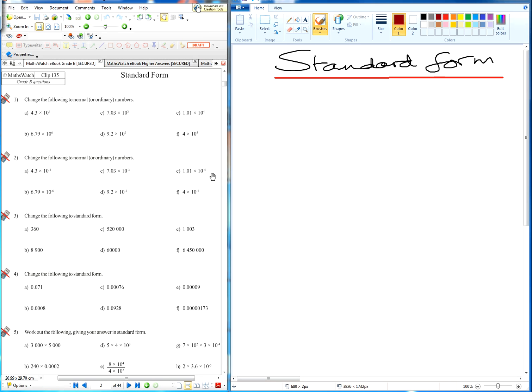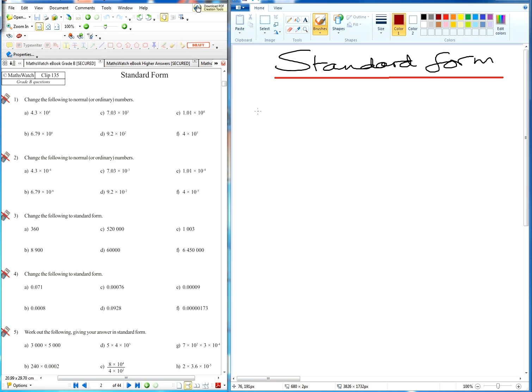Okay, folks, welcome back. We're looking at standard form, clip 135, grade B. Change the following to normal ordinary numbers. So we're going to have a look at that first. That's the easier part of standard form. Again, I'm going to make up some of my own questions to keep it a bit more exciting.